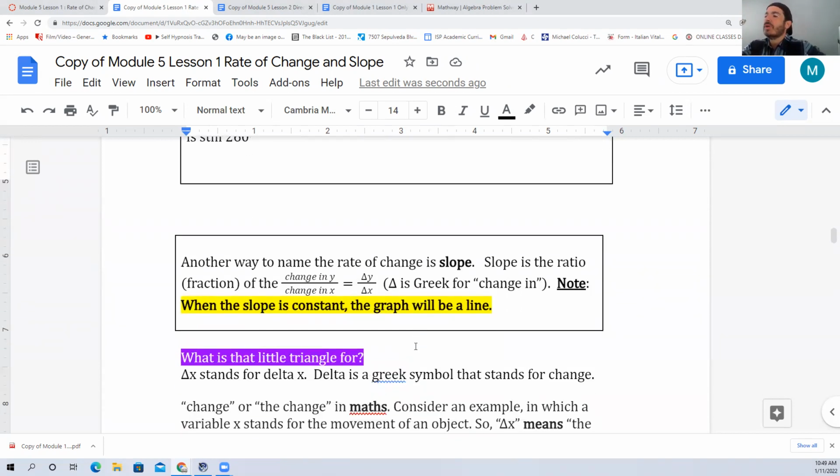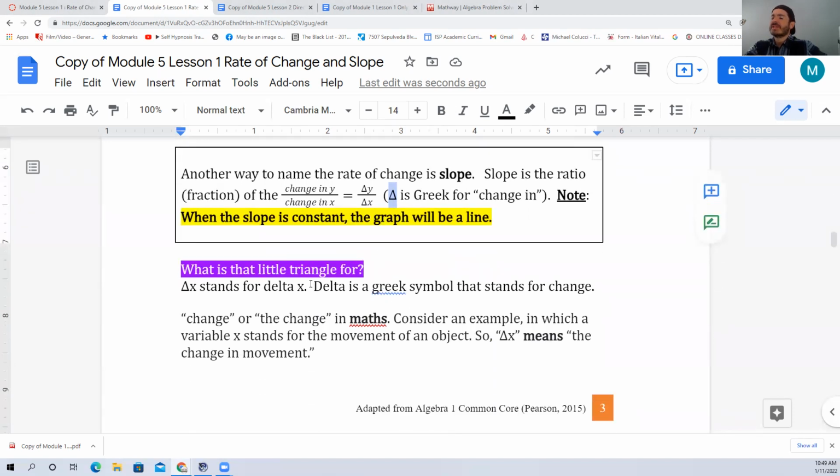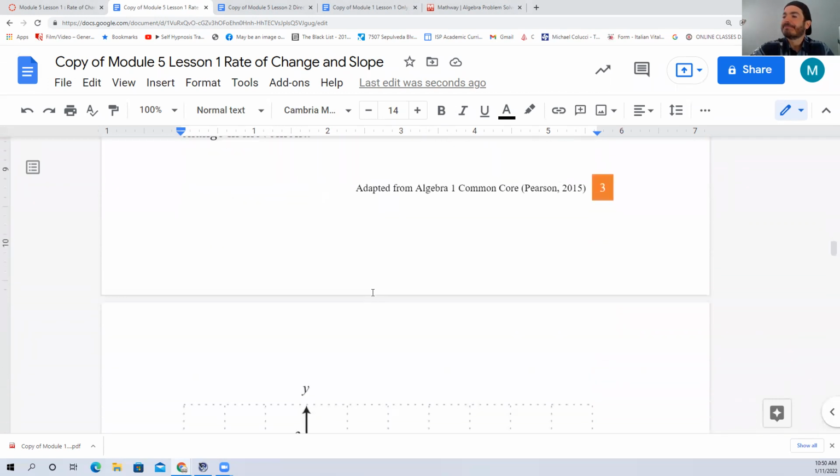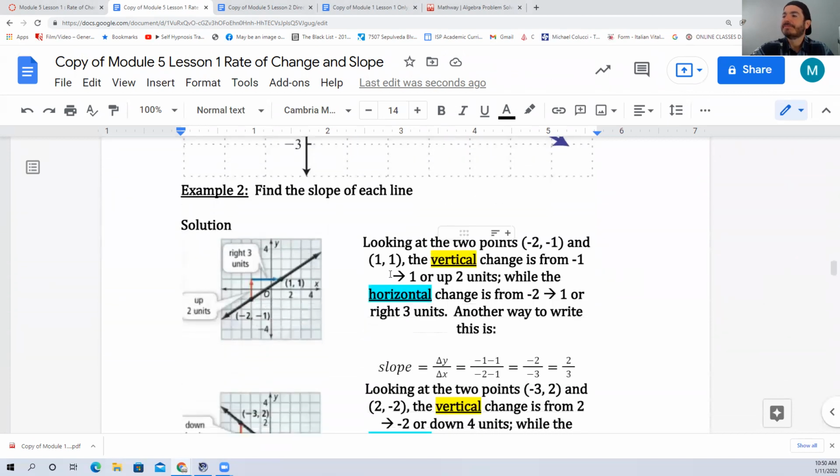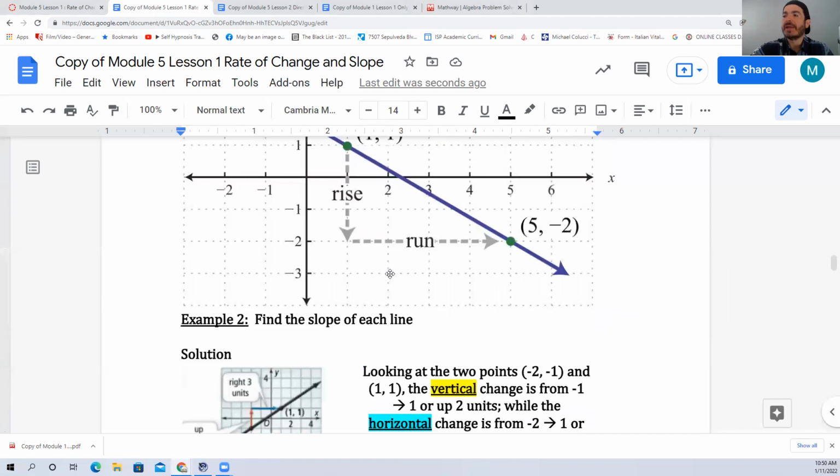Slope is a ratio or the fraction of the change in y over the change in x. The little triangle is named delta. Oh, it's going to explain down here. It's the Greek symbol for delta. It's like the Greek letter D. I don't know why that means change, but it does. Okay. Rise, run, we discussed that. Find the slope of each line.